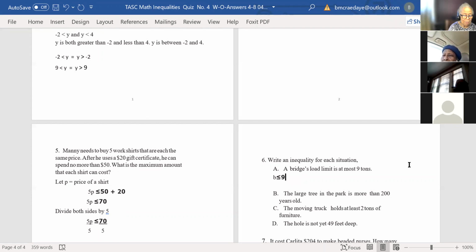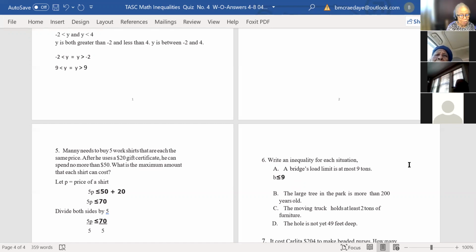A bridge's load limit is at most 9 tons. So B for the bridge limit is less than or equal to 9. In other words, it cannot exceed 9. It can be equal to 9 because it says at most 9, but it can't be more than 9. That's why it's less than or equal.